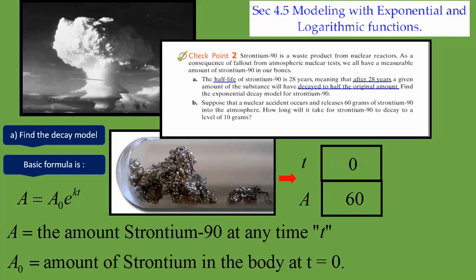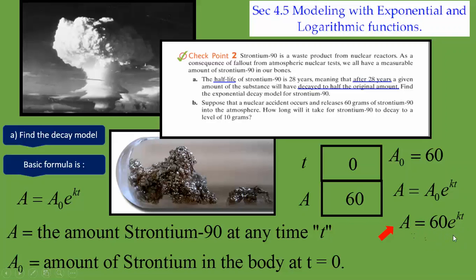So I like to organize my information in a table, so I know that at time t equals 0, there is 60 grams of strontium-90. So that means that A sub 0 is equal to 60. So since I know A sub 0 is equal to 60, and since I know what my basic formula is, I can put those two ideas together, and I come up with the formula A is equal to 60 times e to the kt.